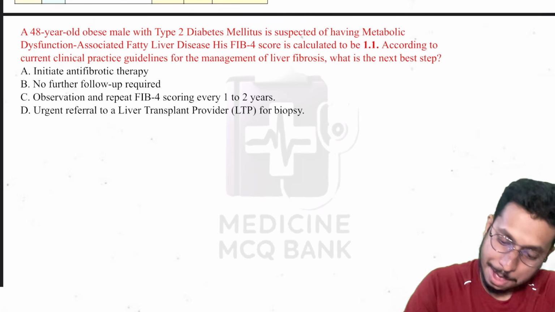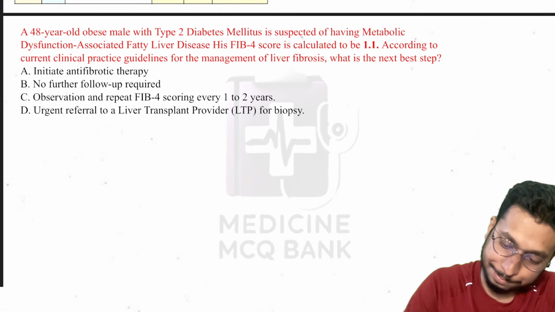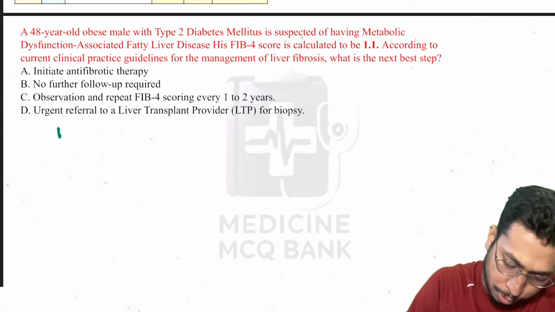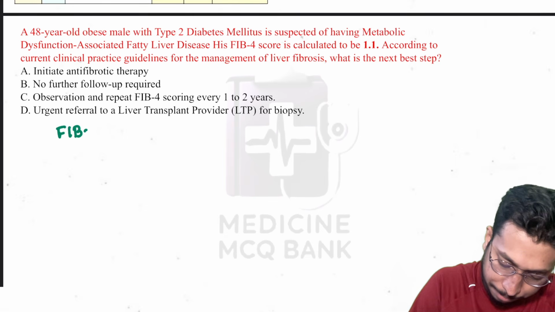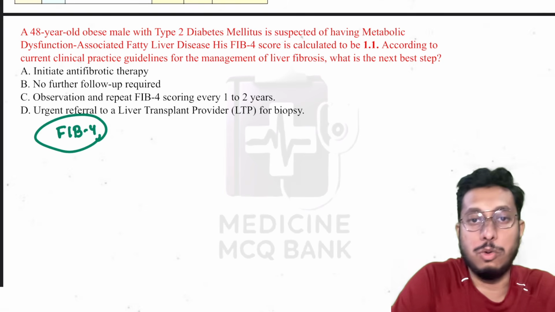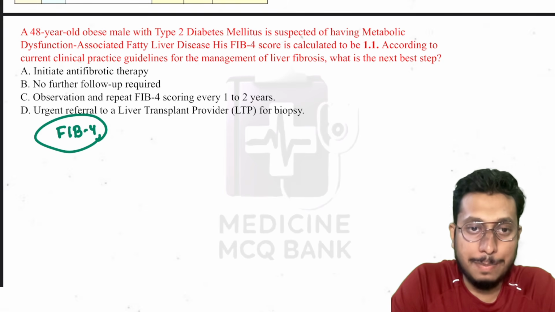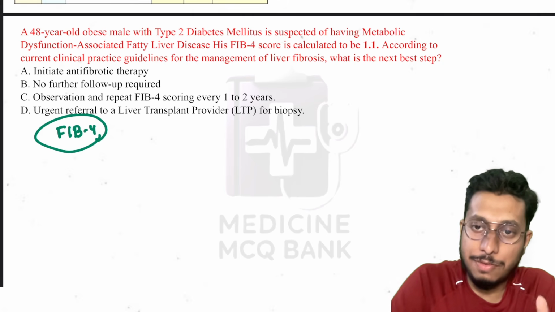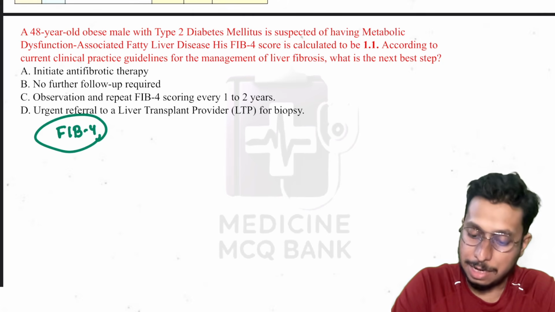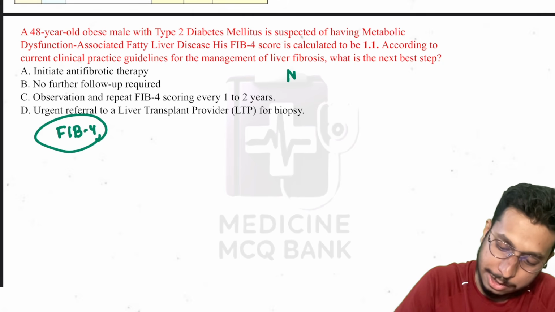Now look, regarding FIB-4 scoring, this is a non-invasive tool, a rapid tool that can be used on an OPD basis for primary risk assessment for metabolic associated fatty liver disease or non-alcoholic fatty liver disease. Okay, NAFLD or MAFLD.